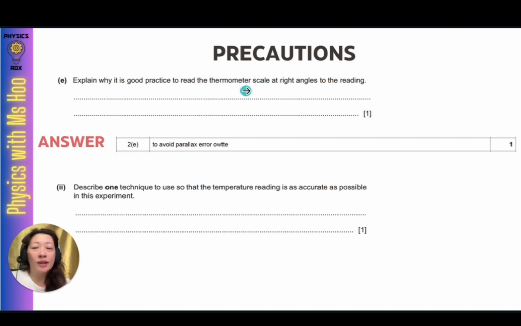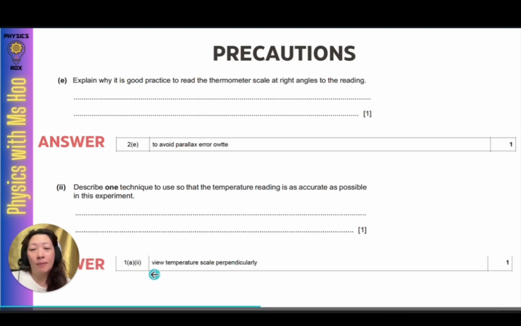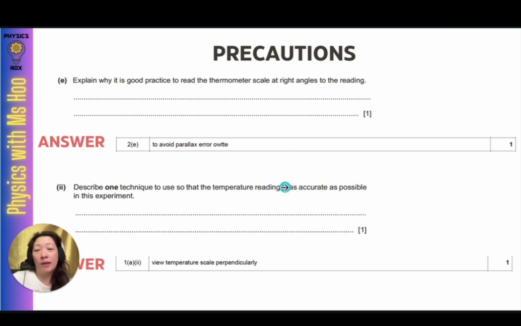So sometimes the question could ask you to explain, meaning they want you to write out the name of the error, or they could ask you to describe the technique instead. Like you can see here, describe one technique to use so that the temperature reading is as accurate as possible in this experiment. And in this case, you don't write avoid parallax error, you write about how the eye should be positioned. That means you view the temperature scale perpendicularly. So although both questions are about the thermometer, bear in mind that these are the answers you would write regardless of whatever measuring instrument that you would be using. So whether it's a thermometer or a meter rule or any other kind of measuring instrument.